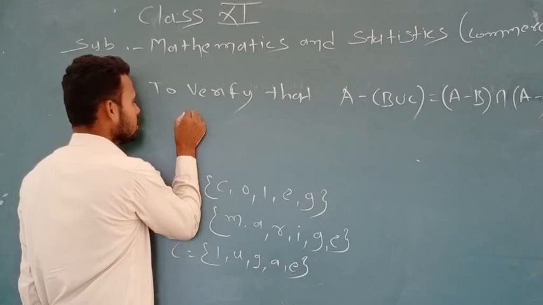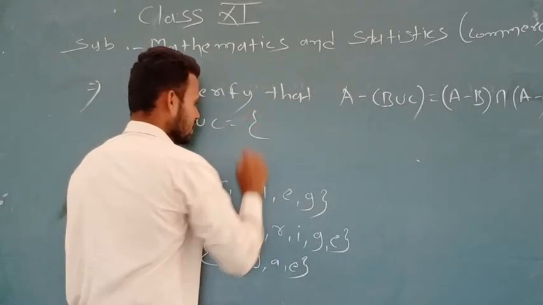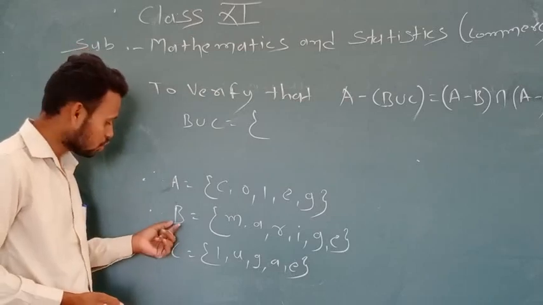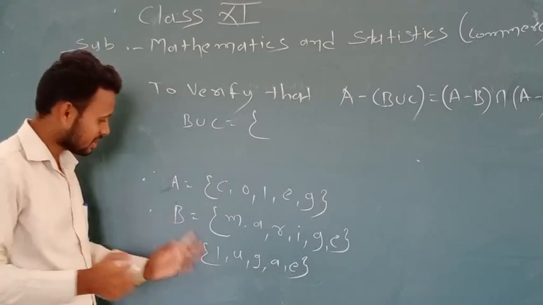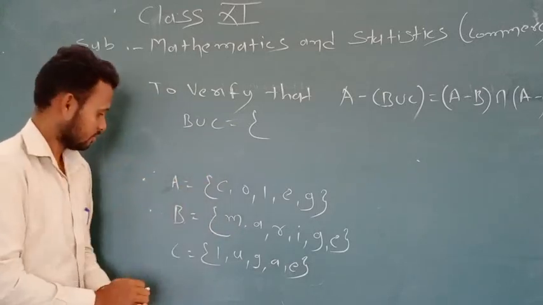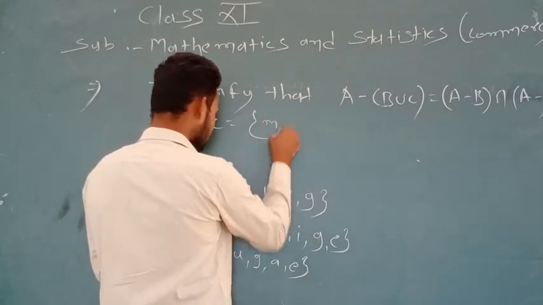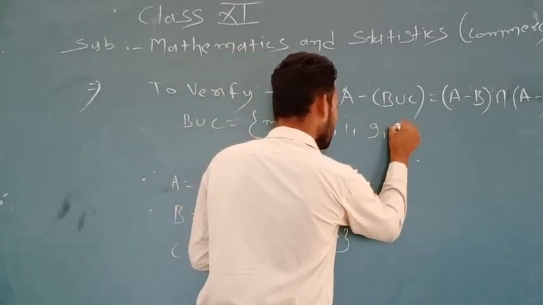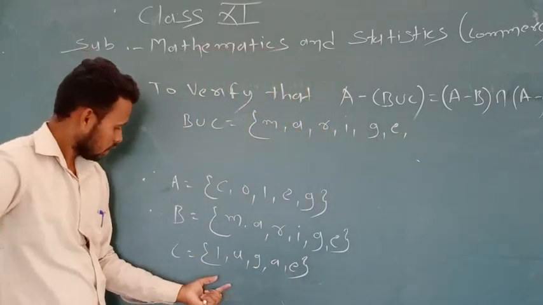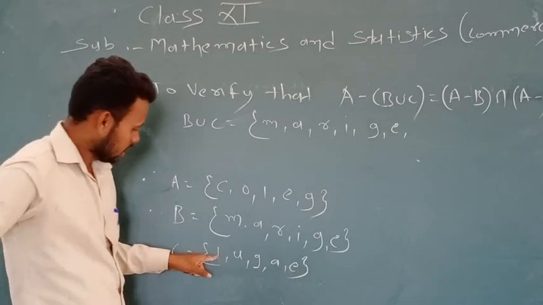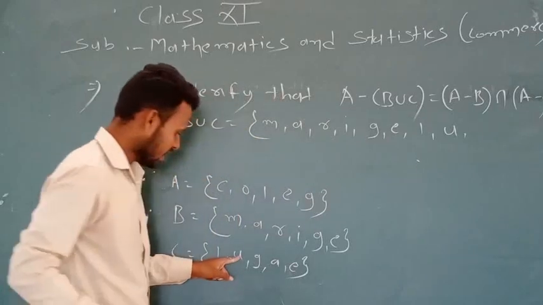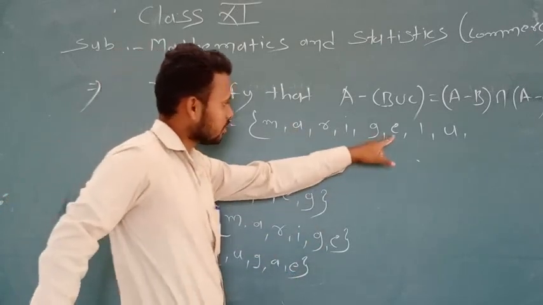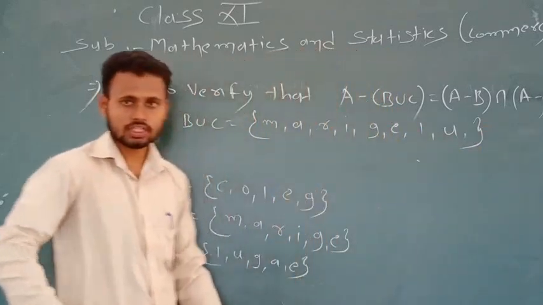Now the next line, B union C is equal to the set containing the elements of B union C. Union means the collection of all elements which belong to set B or C. It means simply the collection of the elements of both sets. B is M, A, R, I, G, E. This whole set B as it is. Now the elements of set C: first L, then U. Now the third G, but we already took G here. The next one A we also have. Then E we also took here. Therefore B union C contains only these elements.